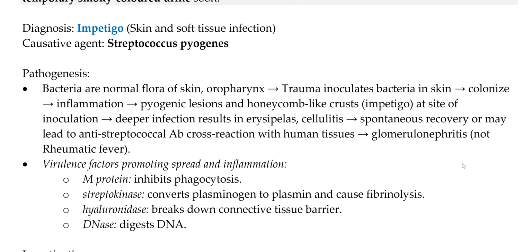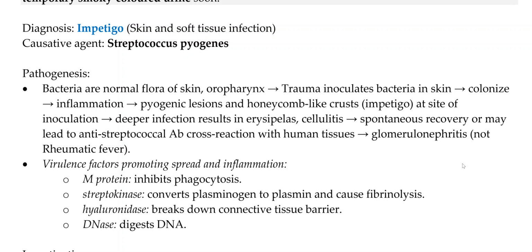So these bacteria are normal flora of skin as well as oropharynx. Trauma usually inoculates bacteria in the skin, which causes colonization and leads to inflammation. That ultimately leads to formation of pus-producing lesions, that is pyogenic lesions, ultimately resulting in a honeycomb-like crust, which is known as impetigo, at the site of inoculation, which is seen in this case. Deeper infection may result in erysipelas or cellulitis.